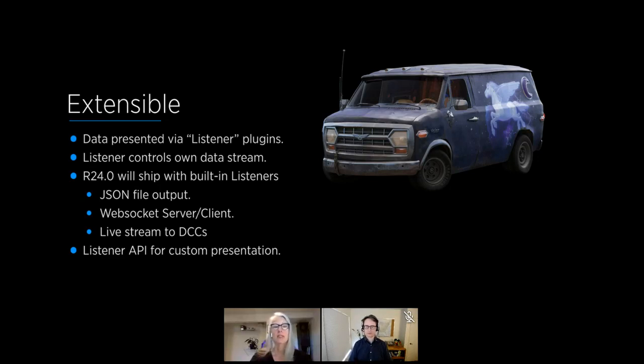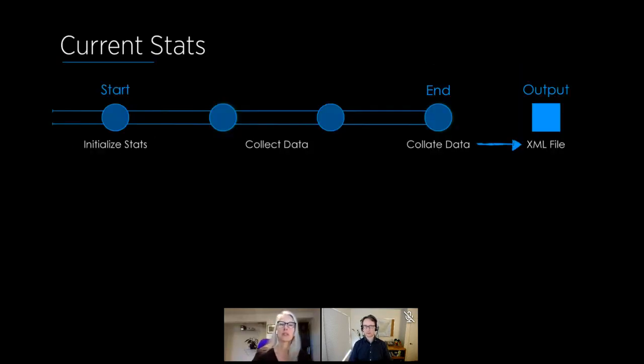So how does this compare to stats, the current system of stats? This is how the current system works. Stats are initialized at render startup, data is gathered during the render, and then at the end of the render, once the render is finished, the data is collated and written out to an XML file.